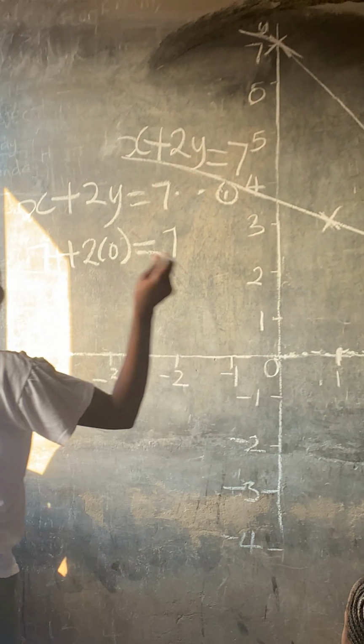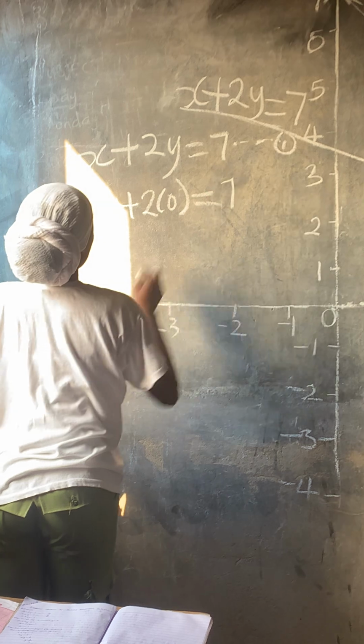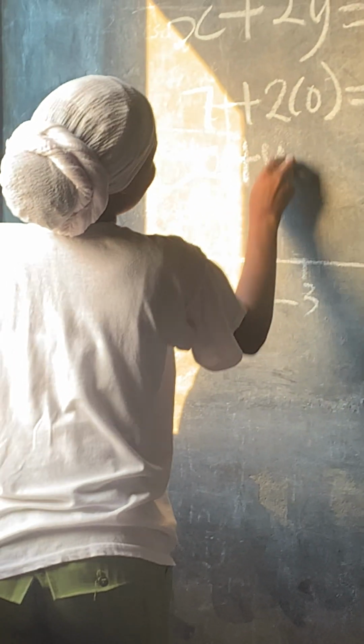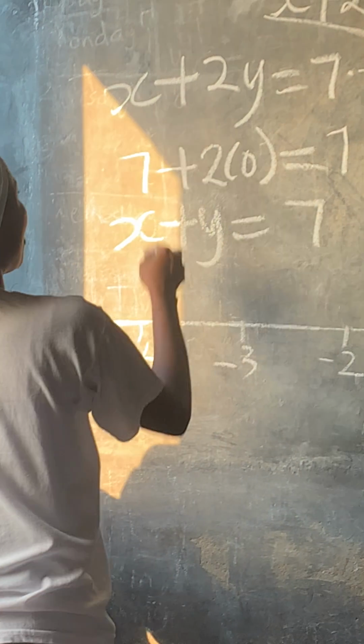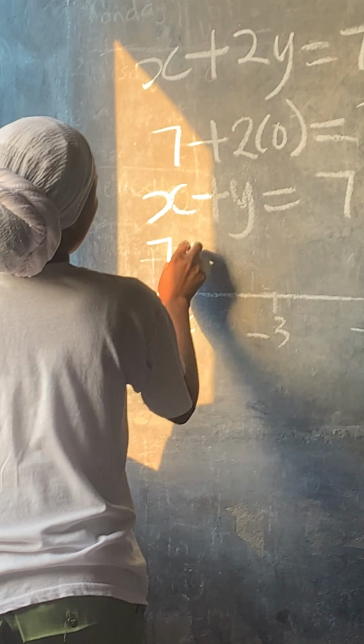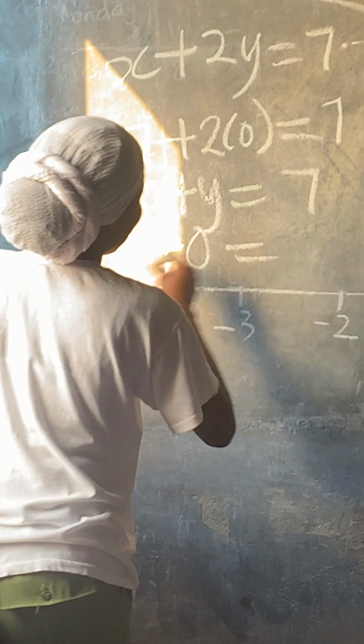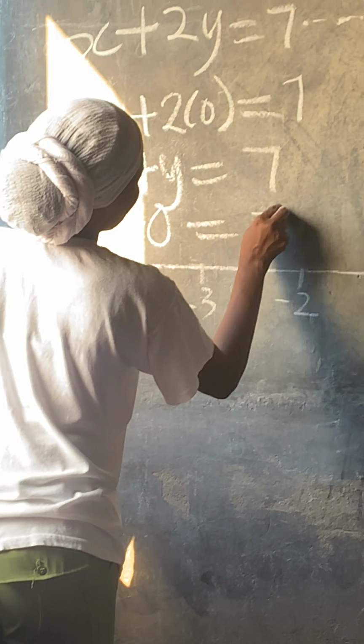Okay, now so bring equation 2. This was for equation 1. Equation 2 says what? X plus y is equal to what? 7. So now what was our x? 7. Plus our y was what? 0. So now automatically x is equal to what? 7.